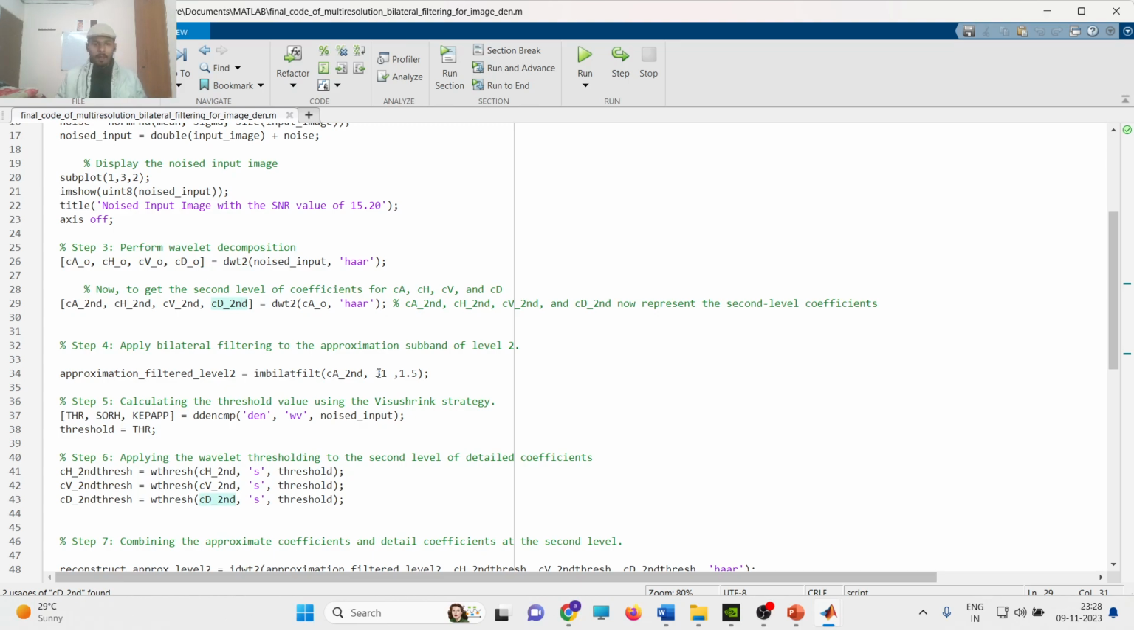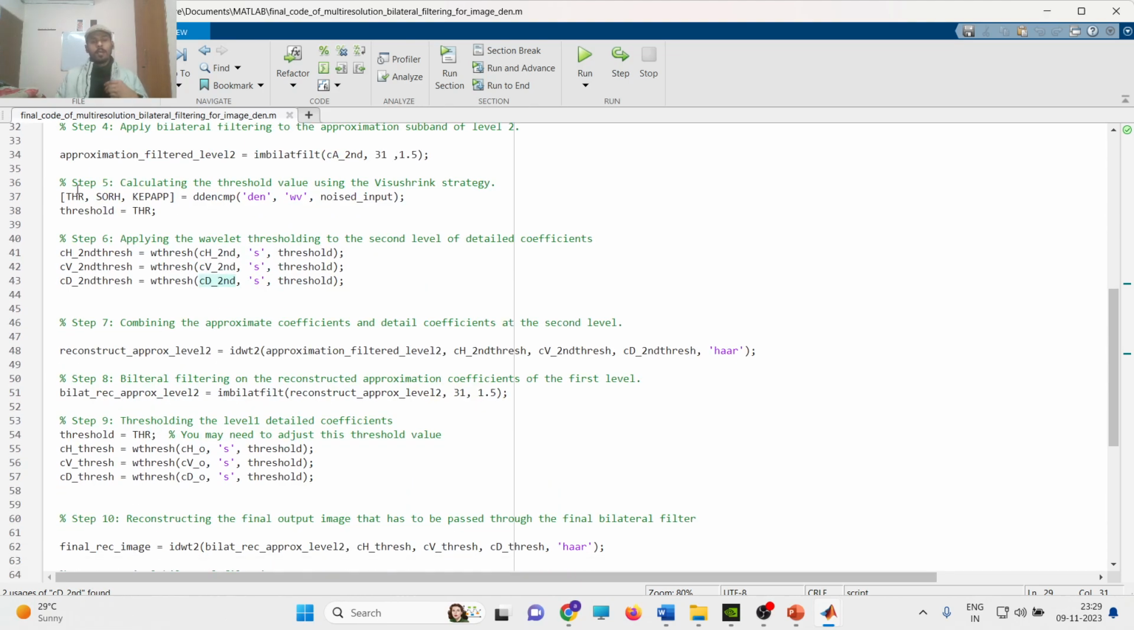Then we take sigma d, which is the standard deviation of the spatial kernel, to be 1.5. Again, this is all empirical. These values are empirical. We did a lot of experiments and read some papers, and we figured out that these are the optimal values for sigma r and sigma d respectively. Fantastic.